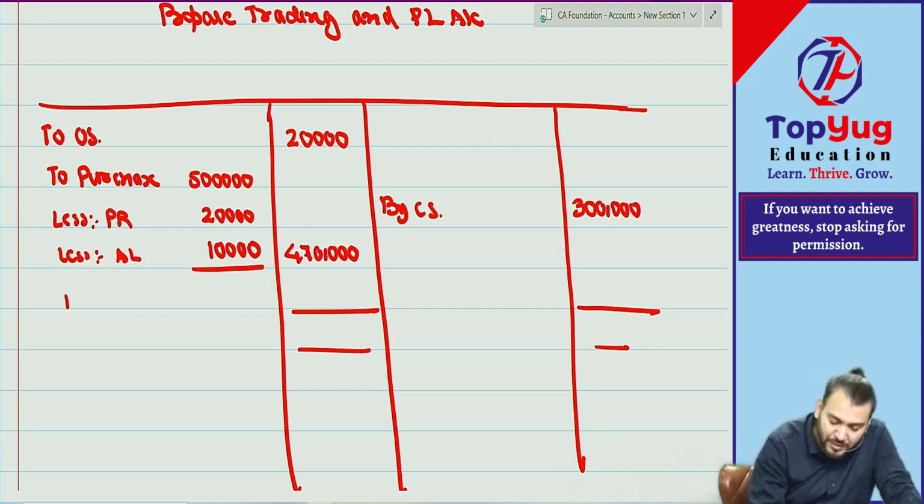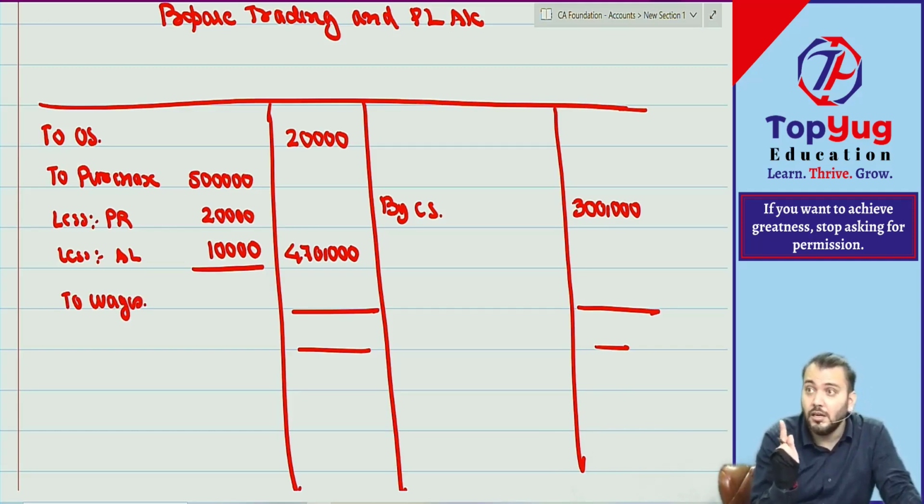What is the next item? Wages. Wages will come where? Any adjustment for wages? No. No adjustment for wages.